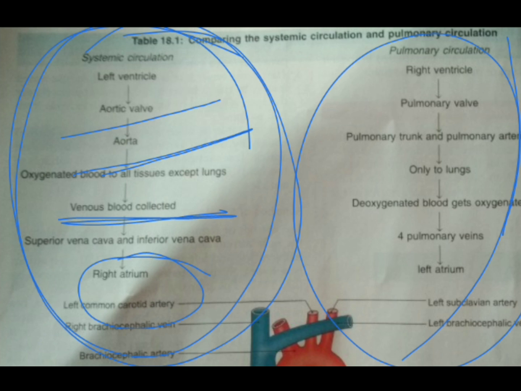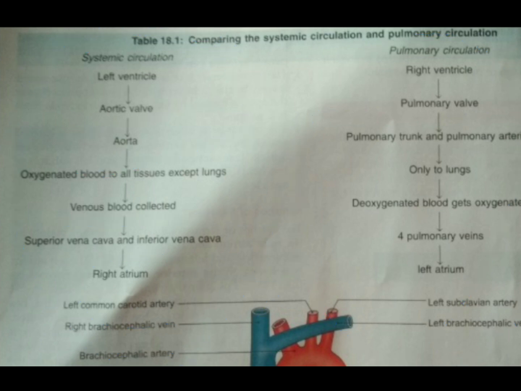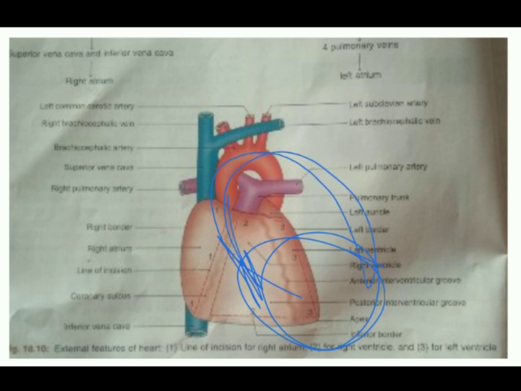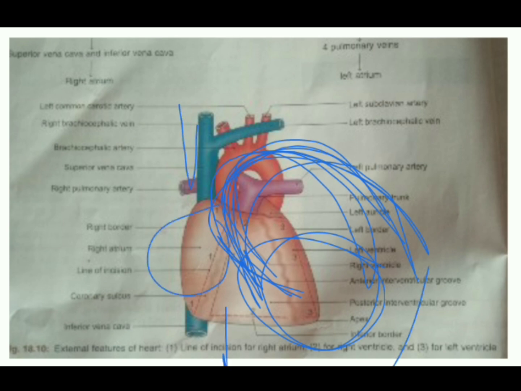Let's understand through this picture, because you can't understand it just by looking at it. As we already discussed, this is the systemic circulation. From the left ventricle, through the aortic valve, blood goes into the aorta and supplies the whole body except your lungs, which get their blood supply from your pulmonary arteries. Then venous blood is collected, and from the superior and inferior vena cava it enters your right atrium.